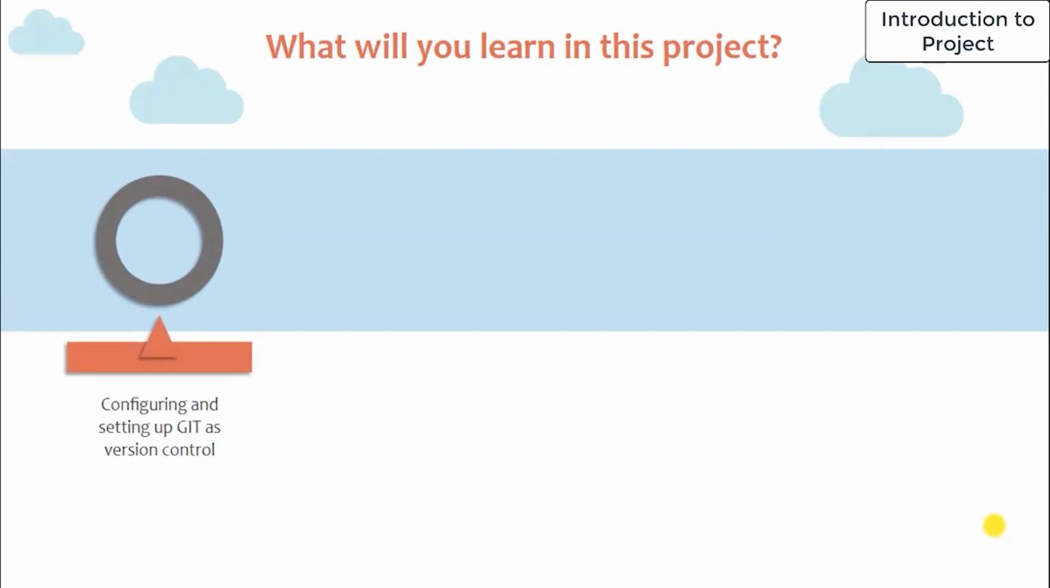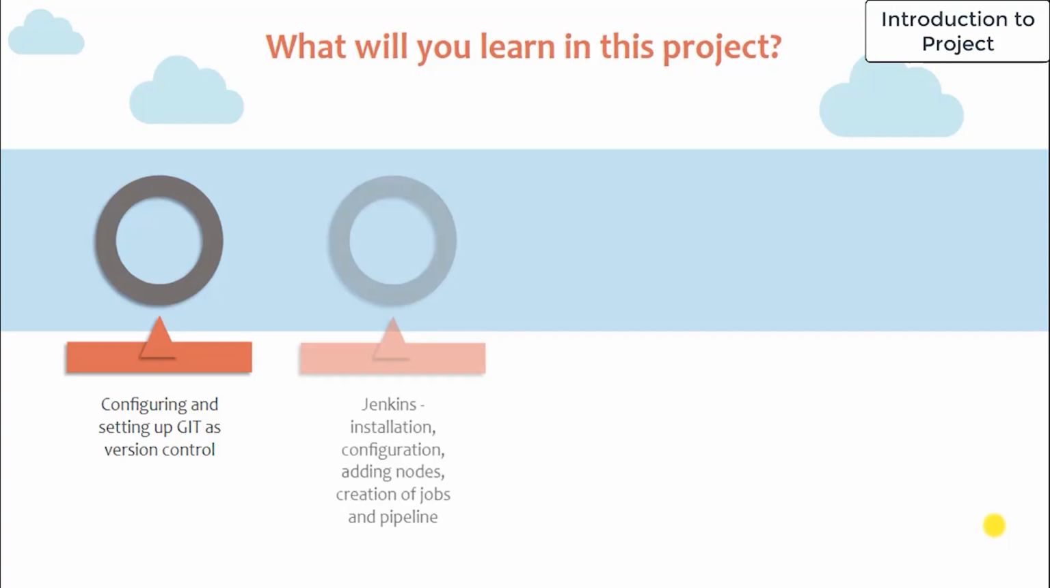Of course you will learn how to configure and set up Git as your version control system. We'll learn step by step how to get Git configured as your version control, how you edit code in Git and commit it, and how you make all the necessary changes in your Git repository.